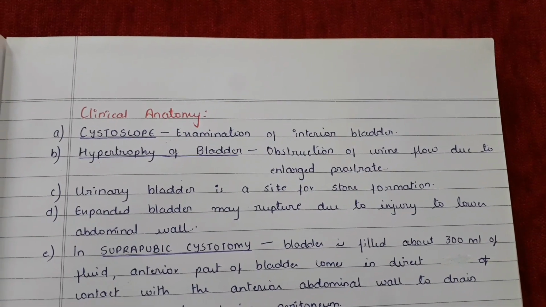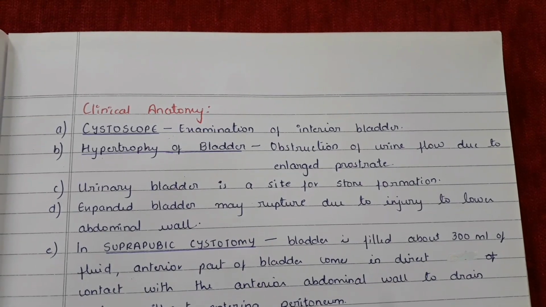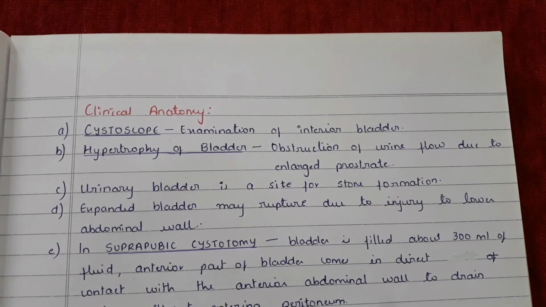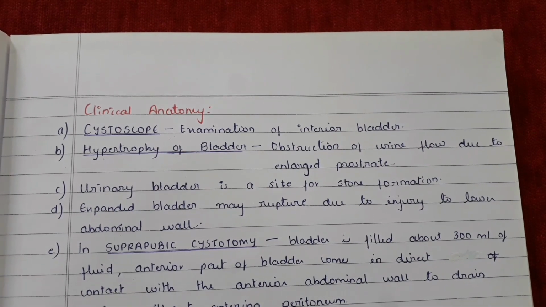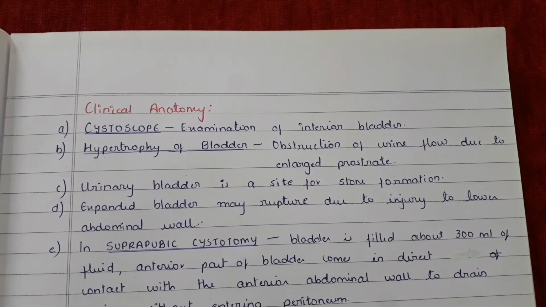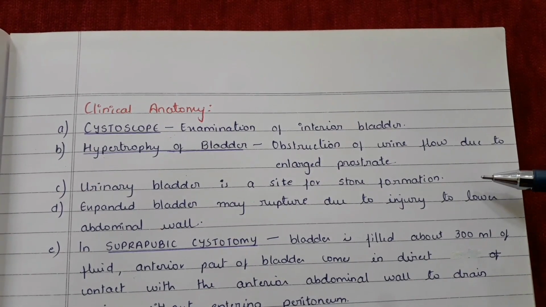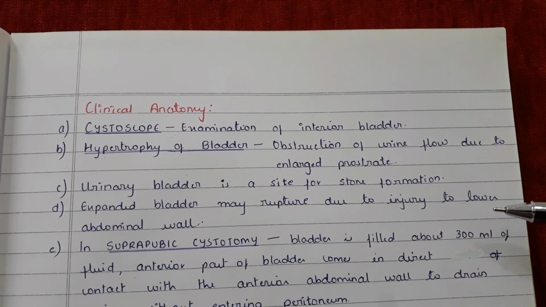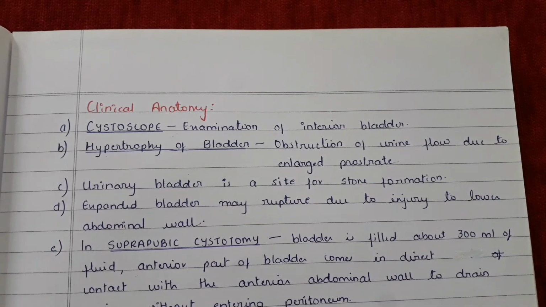Clinical anatomy of the urinary bladder. Cystoscope means examination of the interior part of the bladder. Hypertrophy of the bladder is seen whenever there is obstruction of the urine flow due to an enlarged prostate gland. The urinary bladder is a site for stone formation. An expanded bladder may rupture due to injury to the lower abdominal wall.